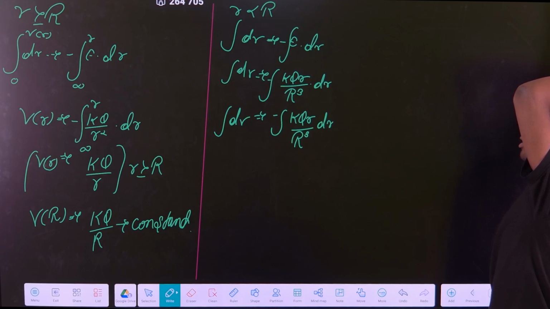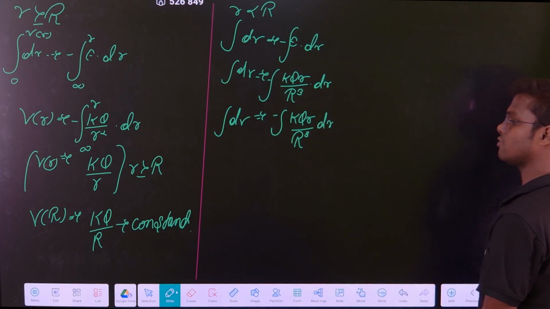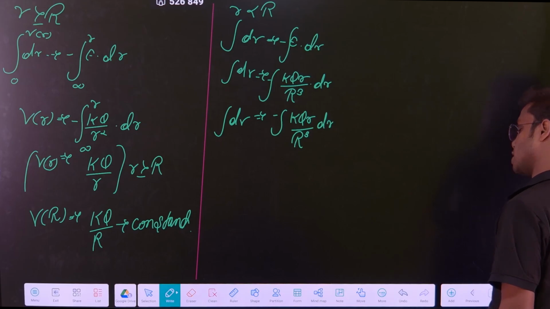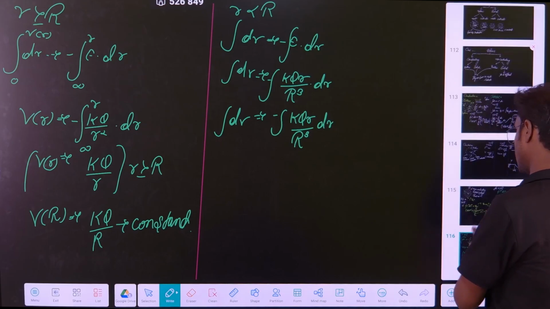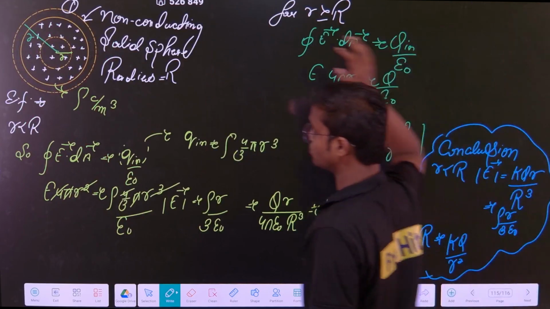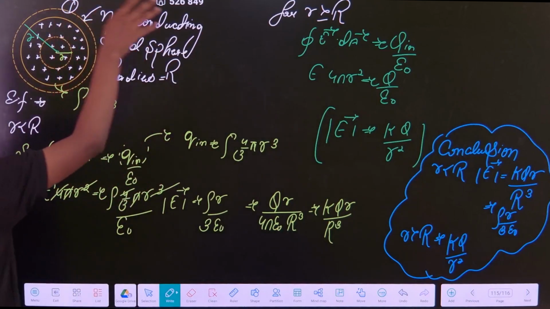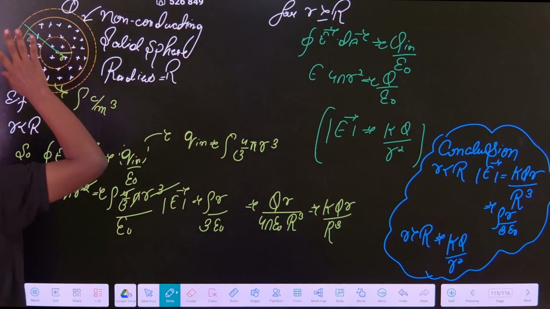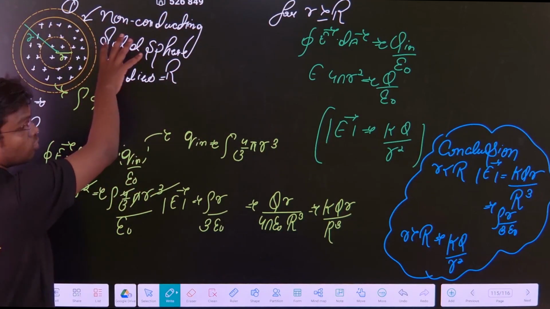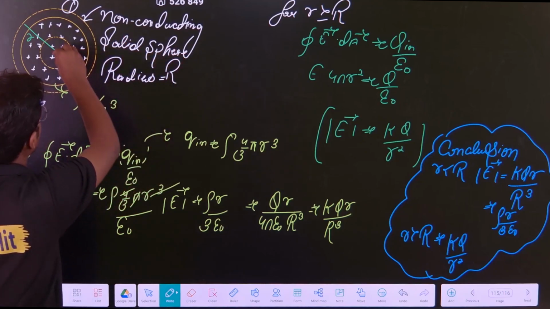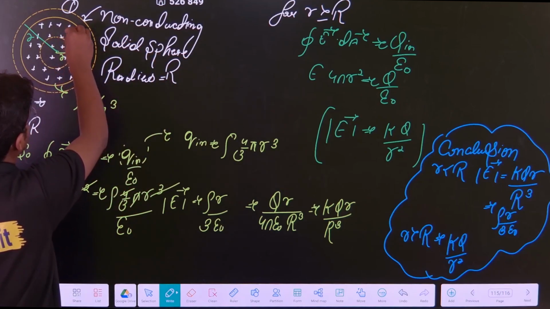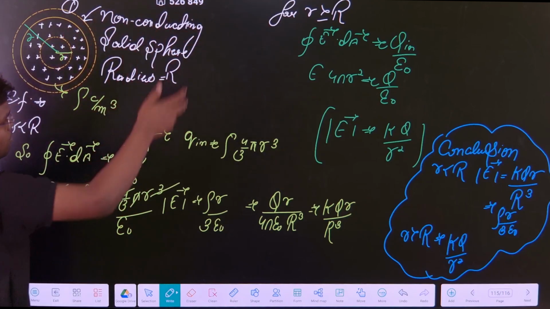My question is, where should I take the limit? Are you getting my point? I am asking where I should keep the limit. Should my limit go from infinity to inside point R, or should it go from the center to infinity? Like, where do I have to see what the potential is?